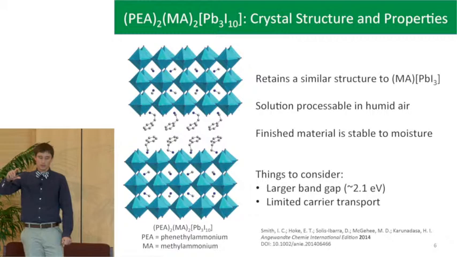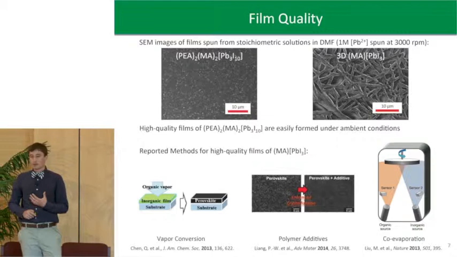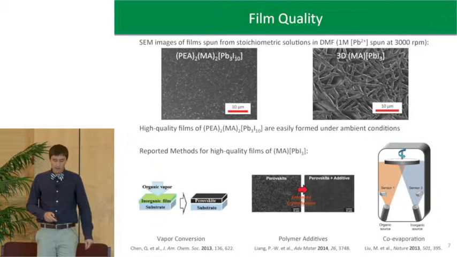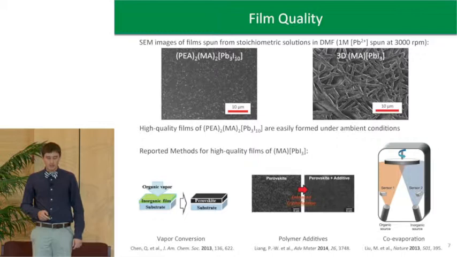So making films of this material is very easy. We use a single step solution spinning step from a one molar lead concentration in DMF. Shown here on the left is an SEM of the n equals 3 material, and it's really hard to see much because it's really flat.